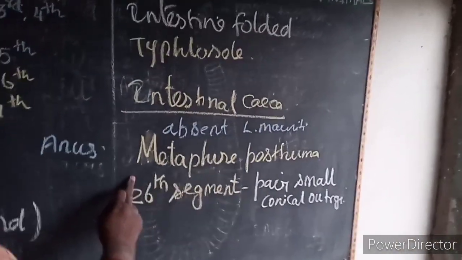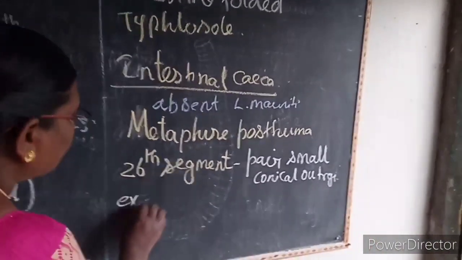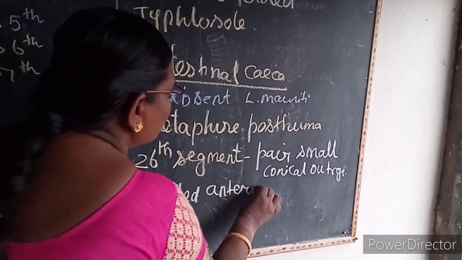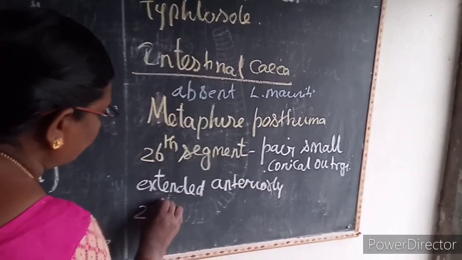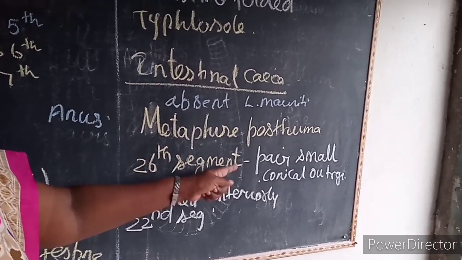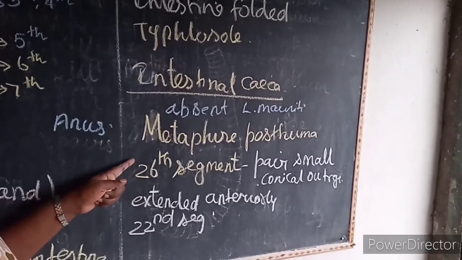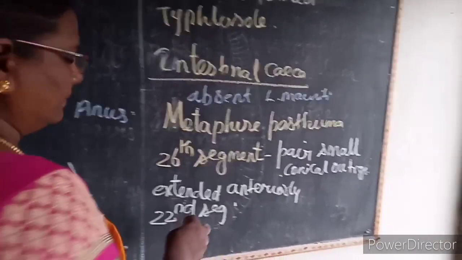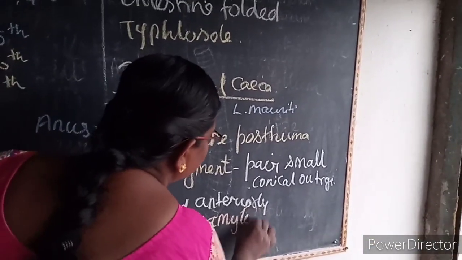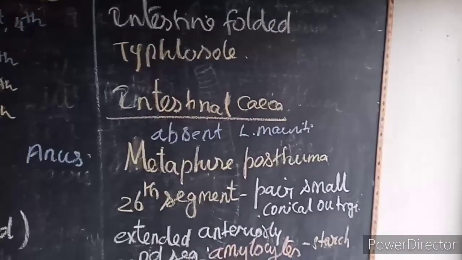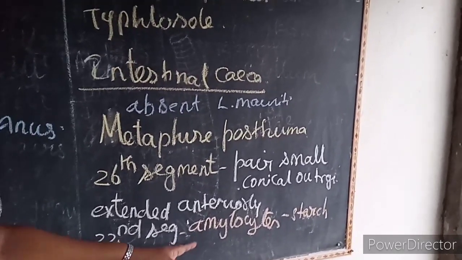Where is it present? It is present in the 26th segment, but it extends anteriorly. This word is very important: it extends anteriorly up to the 22nd segment. It secretes amylase, which helps in the digestion of starch. So, what is the function of the amylase? It helps in the digestion of starch. It's a very important and easy question.